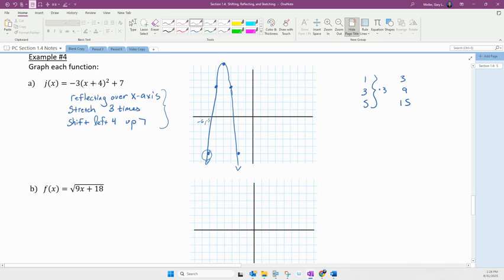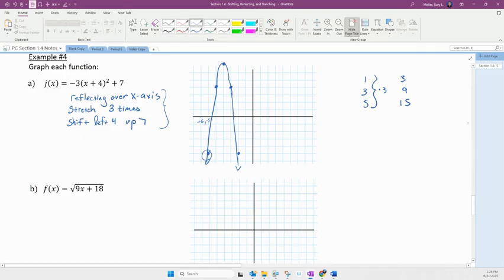If we plug in negative 6, we should find out if we get negative 5. Let's do it in our heads. Negative 6 plus 4 is negative 2. Negative 2 squared is 4. 4 times negative 3 is negative 12. Plus 7 is negative 5. That's what we said it was.